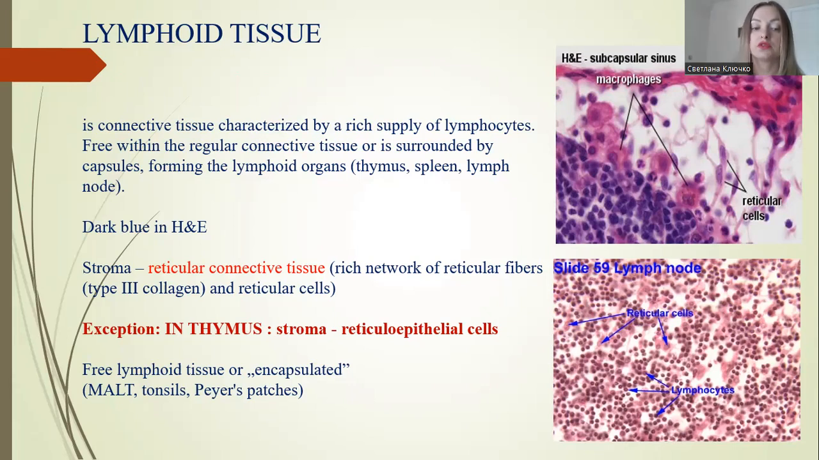Lymphoid tissue is free or encapsulated. These are mucosa-associated lymphoid tissue, tonsils, Peyer's patches in the small intestine. Here you can see, for example, a light optical view of lymph node tissue, and we can see the subcapsular sinus. This is the subcapsular sinus, and we can see macrophages in the subcapsular sinus. Macrophages are antigen-presenting cells. They take up antigens from lymph and present information about antigens to T helper cells in the lymph node.